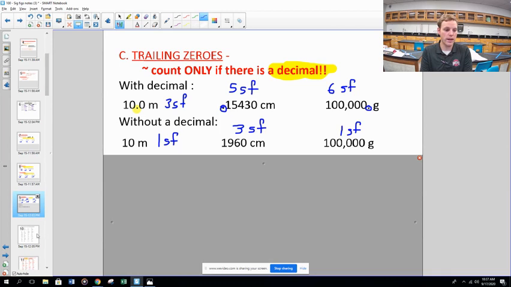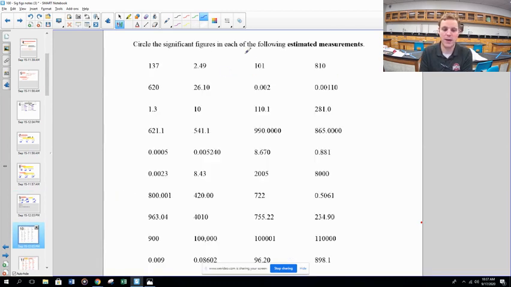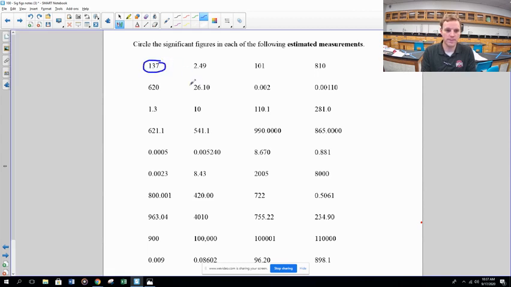Now, you can go ahead and find this worksheet. This is the back of one of the worksheets, I believe, or maybe the bottom half of one of them, on your Unit 2 packet. It says circle the significant figures in each of the following estimated measurements. Some of these are pretty easy. See 1, 3, and 7. Those are all non-zeros, so all 3 of these are going to be significant.